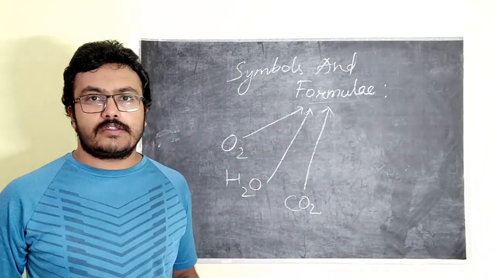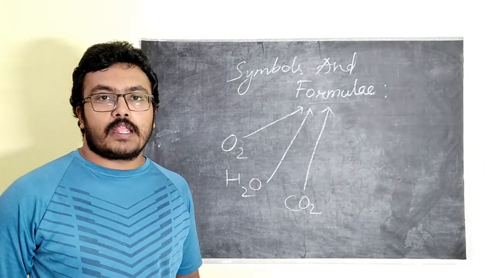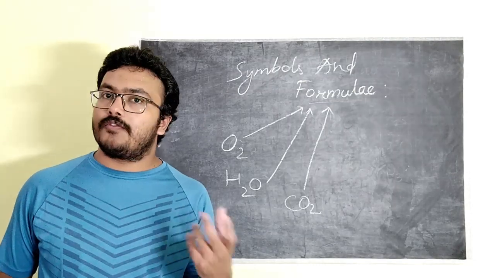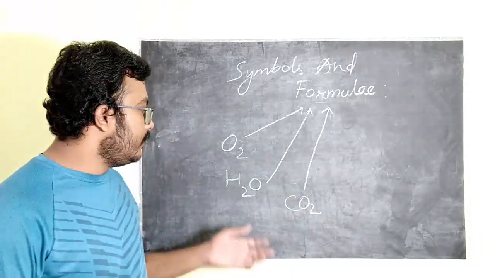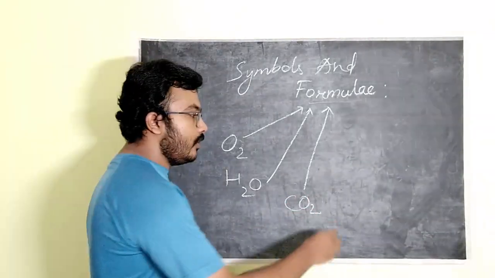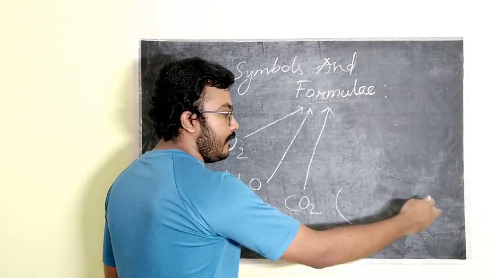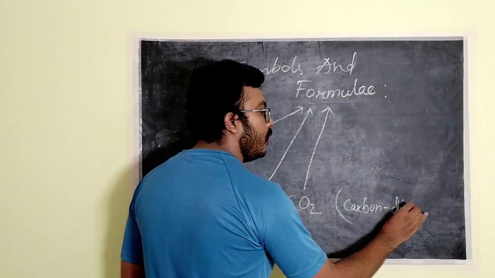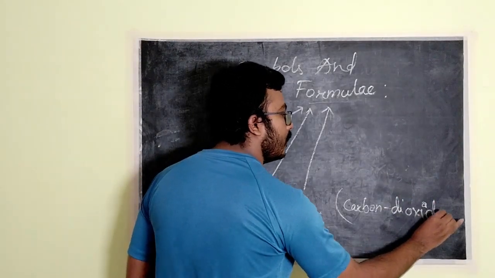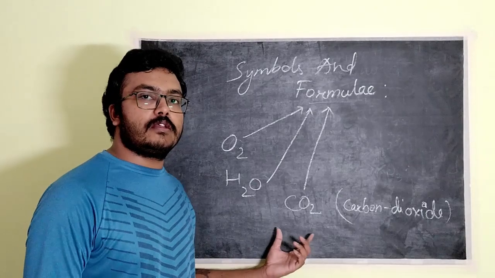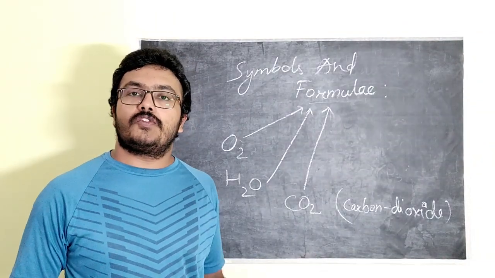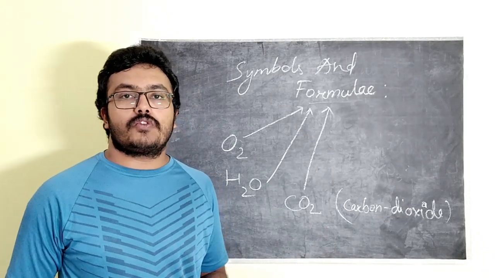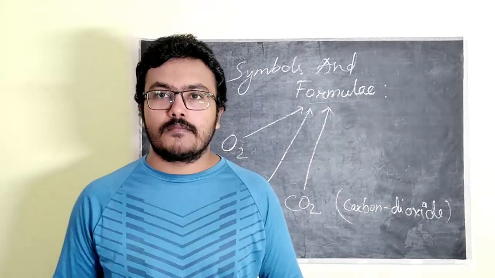So why do we use these symbols and formulae? It's very simple. In order to write the entire word, you can just denote it by a simple form called symbols or formulae. Now if you write carbon dioxide, you already know it takes up a long space. I have to write fully carbon dioxide. Instead of writing so much, if I write just CO2, it will be enough to understand. That stands for carbon dioxide. So this is the use of using symbols and formulae.